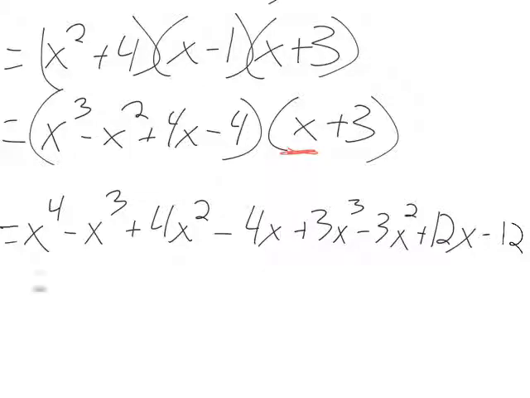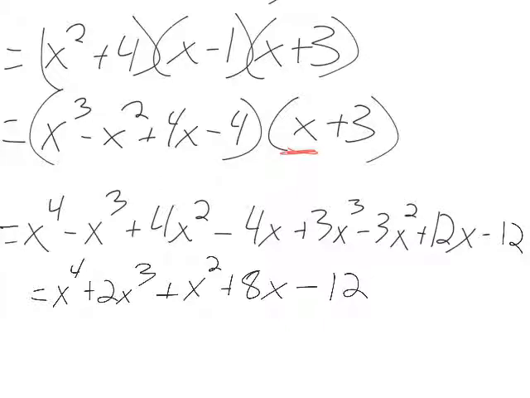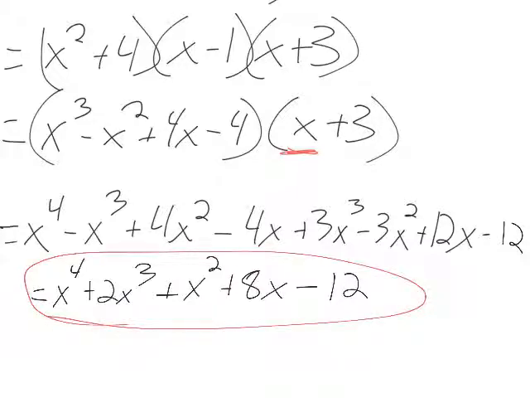Now we need to combine like terms. Got x to the 4th. I have 2 x cubed terms, and that's going to give me plus 2x cubed, and then a 4x squared and a negative 3x squared will combine to give me just x squared. The minus 4x and the plus 12x will give me a plus 8x. And then I've got one constant, negative 12 there at the end. And so this is my solution. Okay, so now you've seen two.